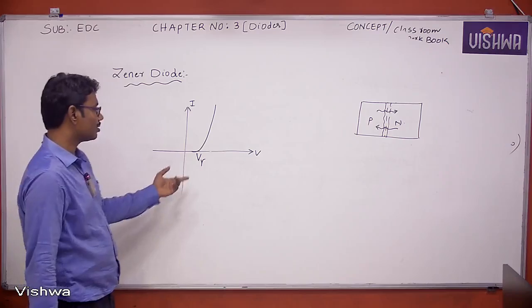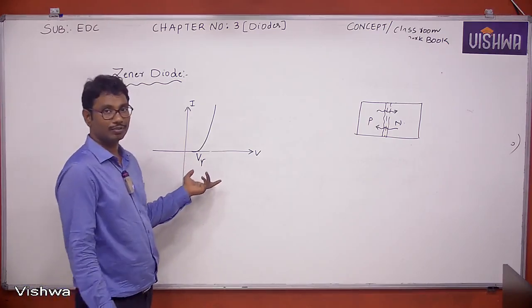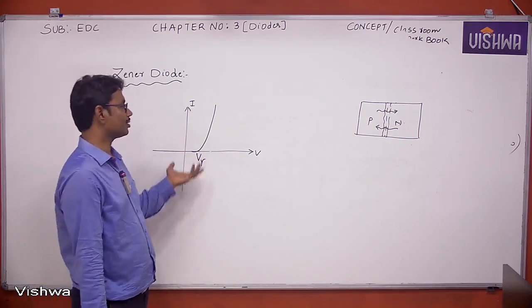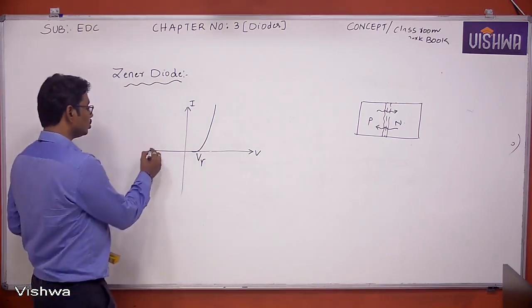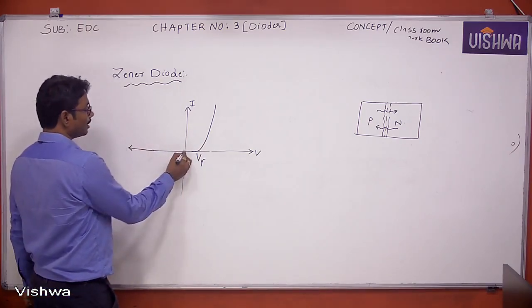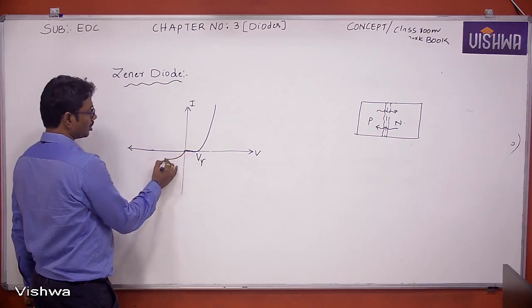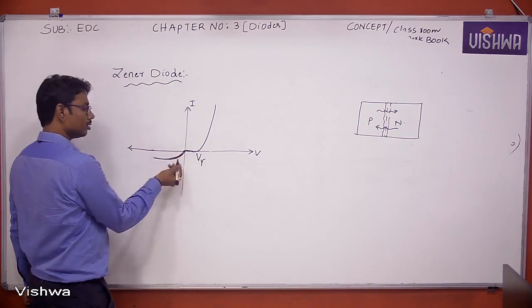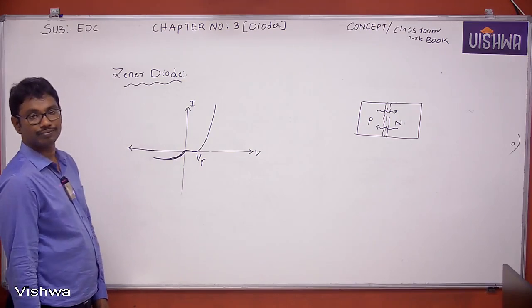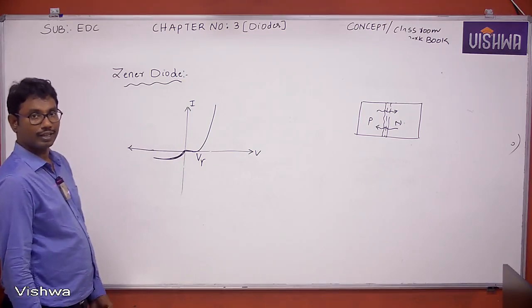Even if you change the doping concentration, the cut-in voltage never changes. It should be 0.7 or 0.3. Then the characteristics are also the same. Now coming to reverse bias. When the Zener diode is operated in reverse bias, the characteristics are similar to a normal diode. It is also the same.